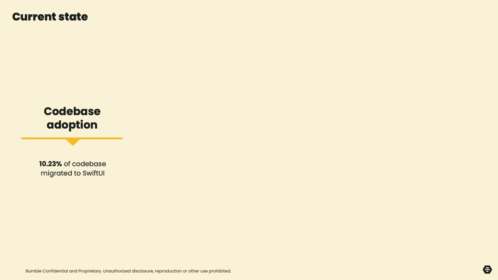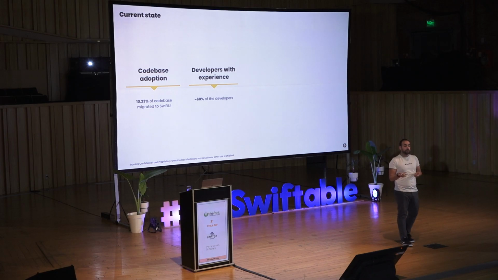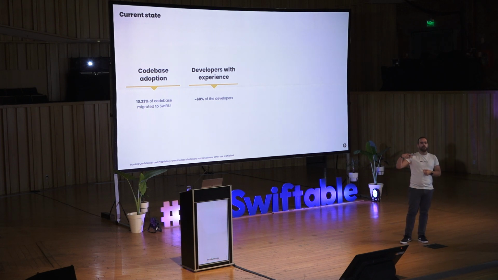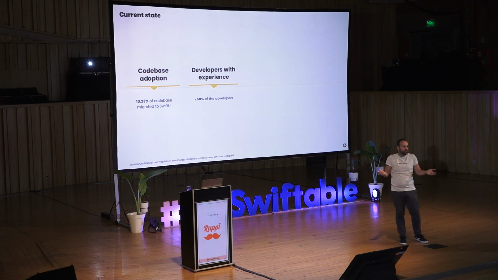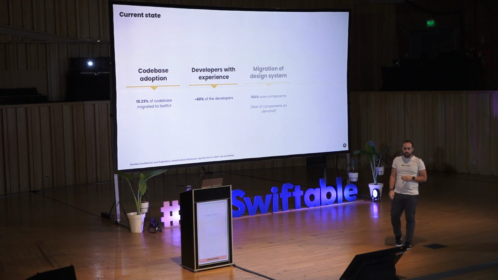We have 10.23% of the code base migrated to SwiftUI. It's a very precise number. We track it very well, and we keep track of this because we want to set goals. Approximately 60% of our developers are experienced with SwiftUI, but that's fine. It's a really good number, because probably 30% of the developers that don't have this experience are from platform teams, and they probably will never write SwiftUI. So it's a pretty good number as well.